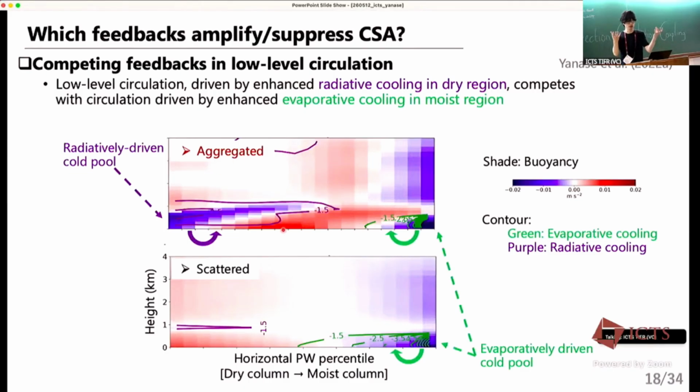So there are two key players: the radiatively driven cold pool and the evaporatively driven cold pool. They both exist in both cases, but the strength is different. In the aggregated case, the radiatively driven cold pool has a stronger effect, and this positive feedback wins, so the self-aggregation occurs. So thinking about the balance of positive feedback and negative feedback is an important aspect for understanding self-aggregation.